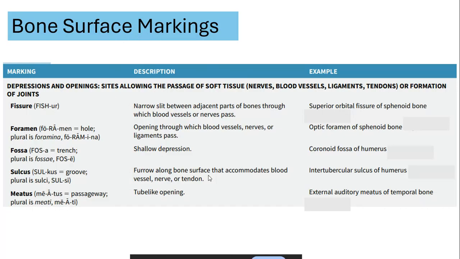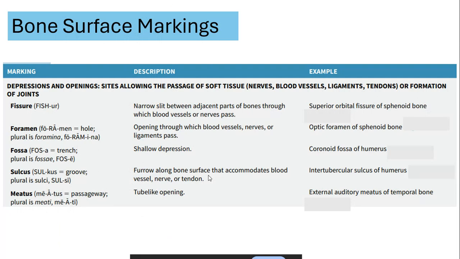What is a sulcus? Sulcus equals groove. Furrow along bone surface that accommodates blood vessels, nerves, or tendons. Intertubercular sulcus of humerus. Meatus is a passageway, all right? And the plural is meatus. Tube-like opening. External auditory meatus of temporal bone, the way to the middle ear, basically.